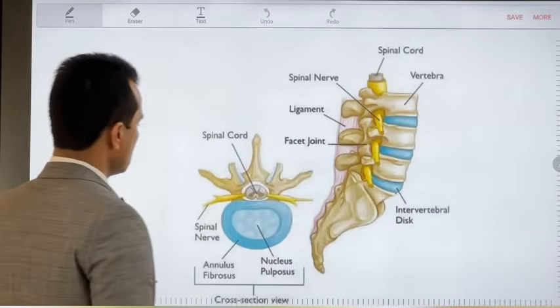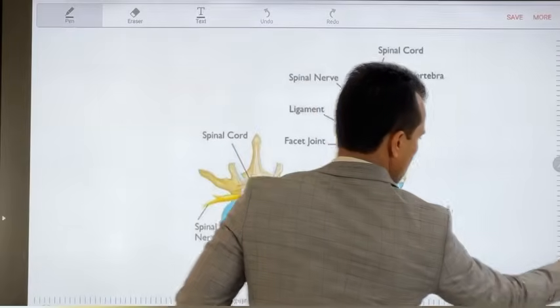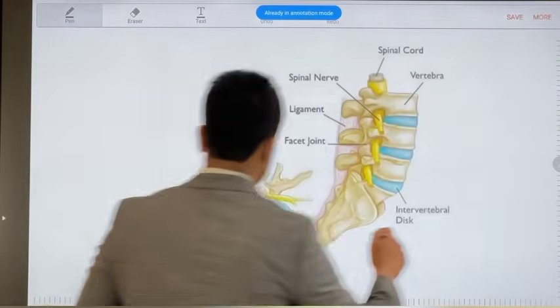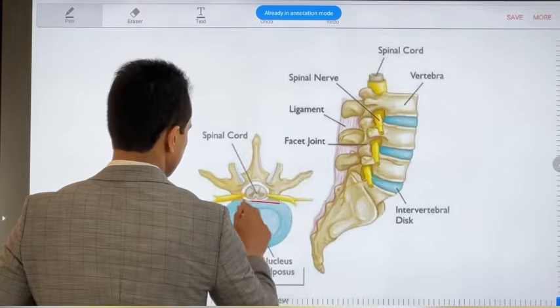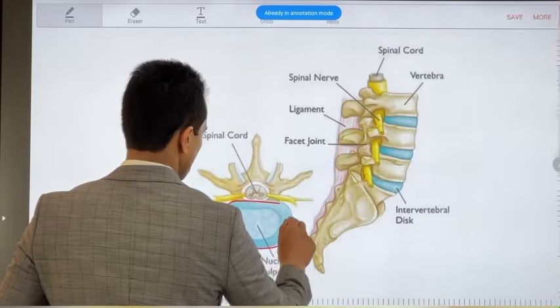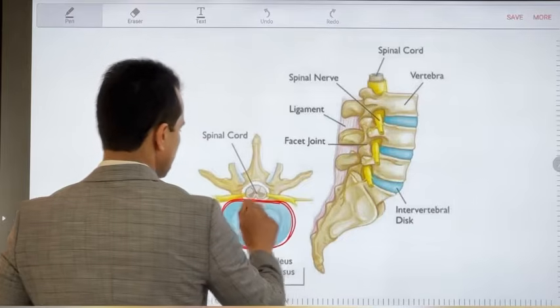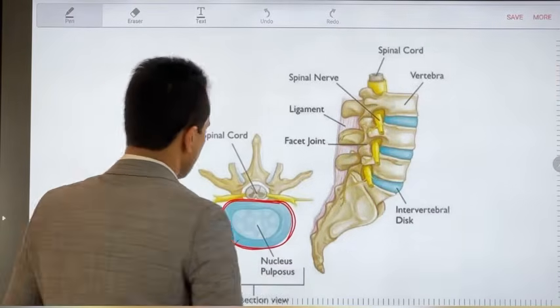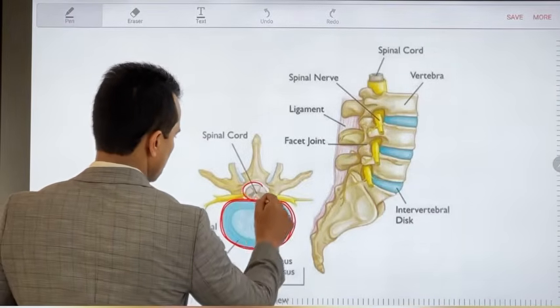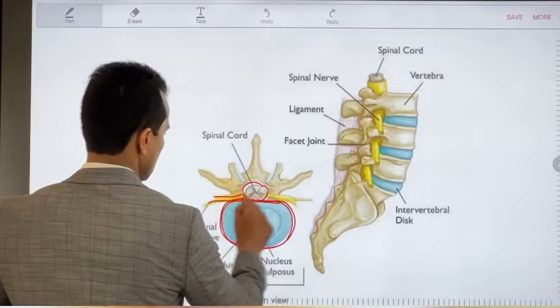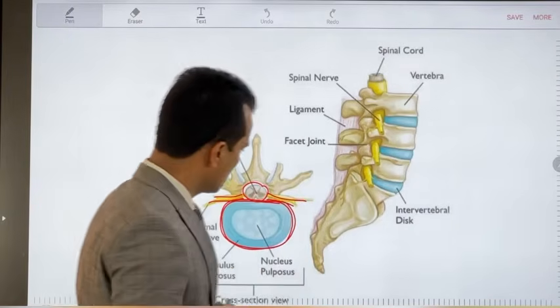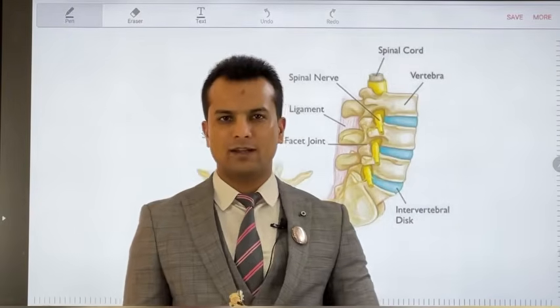So here you can see this is basically the intervertebral disc, which is also rich in proteoglycans and collagens, and it acts as a shock absorber. And inside here you can see this is your spinal cord, and these are the spinal nerves, and in total there are 31 pairs of spinal nerves.